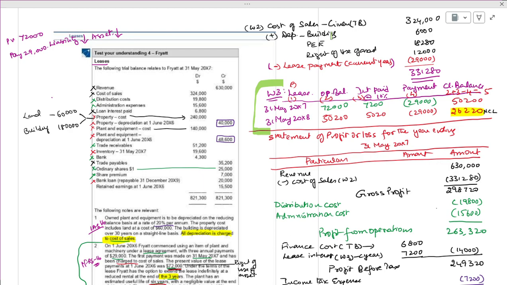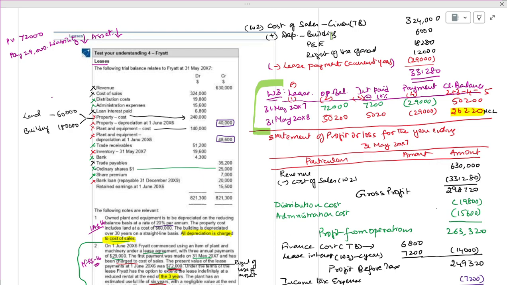Now 50,200, 10% rate of interest, 29,000. Whatever the balance is left over is the non-current liability. Then the total balance minus the non-current liability is the current liability. 50,200 minus 26,220 will be the closing balance at the end of year 3. It is nothing but the current liability.